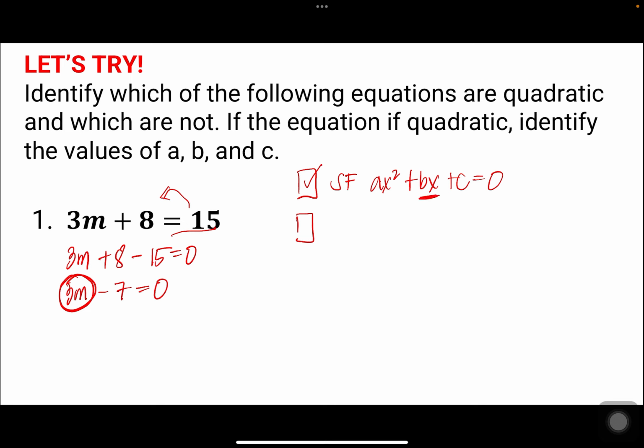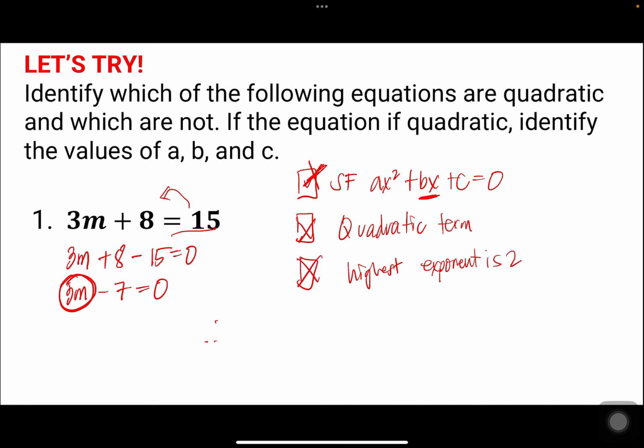Ibig sabihin, bx lang siya. So, sa una pa lang, mali na agad, no? Hindi po siya quadratic equation. At kung titignan mo, may quadratic term ba siya? Wala din po. At yung highest exponent niya ba is 2? Hindi rin po. Therefore, this is not a quadratic equation. Okay?